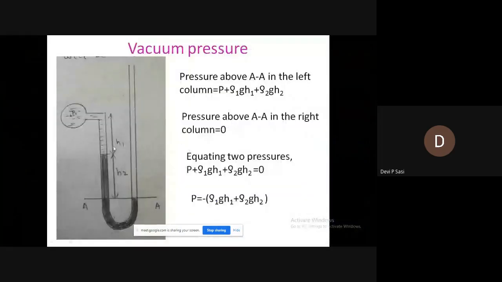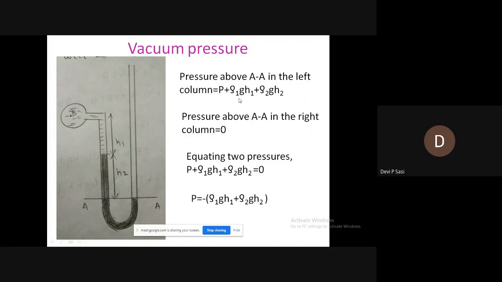Therefore, we may write the pressure above the datum line in the left column as P plus rho 1 GH1, that is for the light liquid, plus rho 2 GH2 for the heavier liquid. Here P means it is the pressure at point B. Rho 1 GH1 is the pressure of the light liquid, the dotted one, and rho 2 GH2 is the pressure of the heavy liquid, the shaded one. That is above the left column.